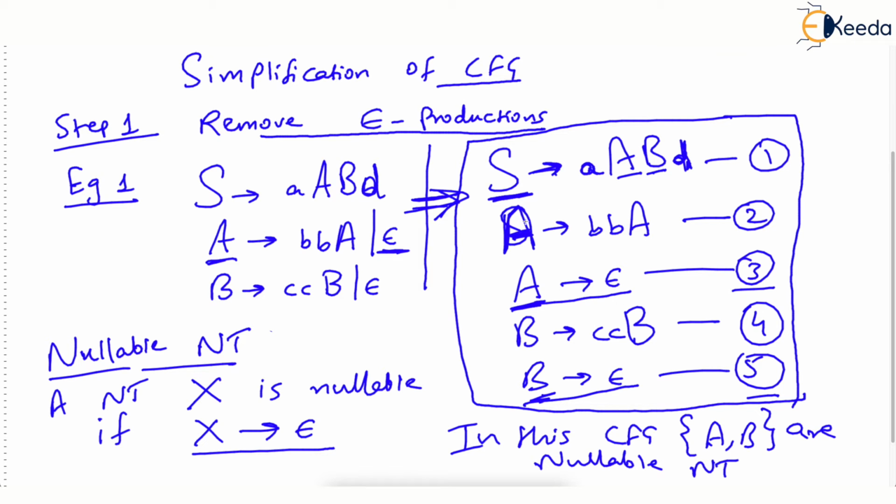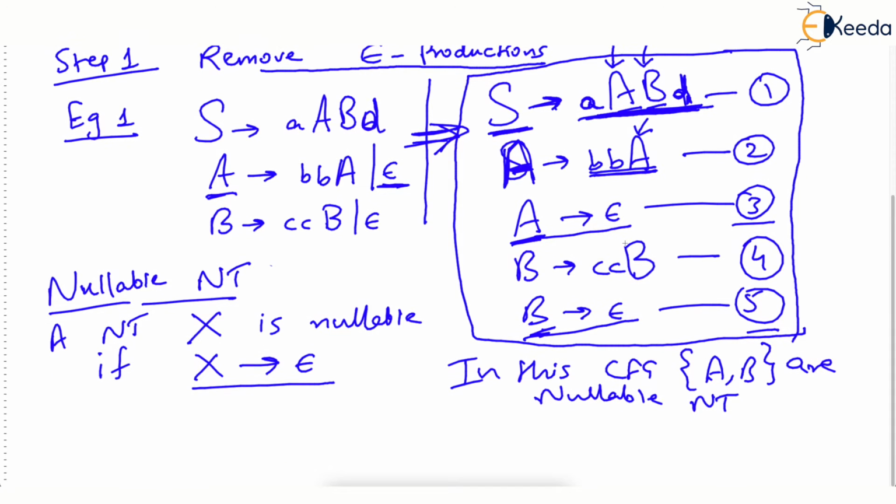Now what do you do with these nullable non-terminals? The rule while simplifying is to check the right hand side of all the productions, and wherever the nullable non-terminals appear on the right hand side, you rewrite those productions in such a way that you write that production once with that nullable non-terminal and again once without that nullable non-terminal. What am I talking about? Let's see. I will now rewrite this set of productions as follows.